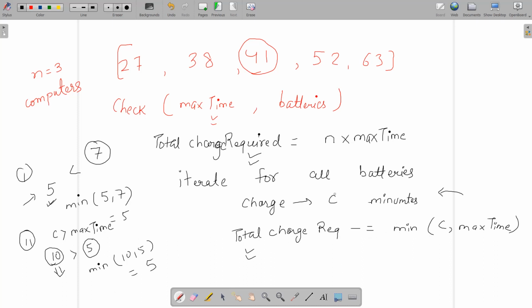You will decrement this for every battery, and at last you will check whether the total charge required, which is n into max time, is available. So the total charge required becomes less than or equal to 0. It means that if whatever charge is required is available, then you can run all the n computers simultaneously for max time minutes. If this check function returns true, you will check for some greater value, otherwise you will go for some smaller value. Let's look at the code and how it is going to be done efficiently.